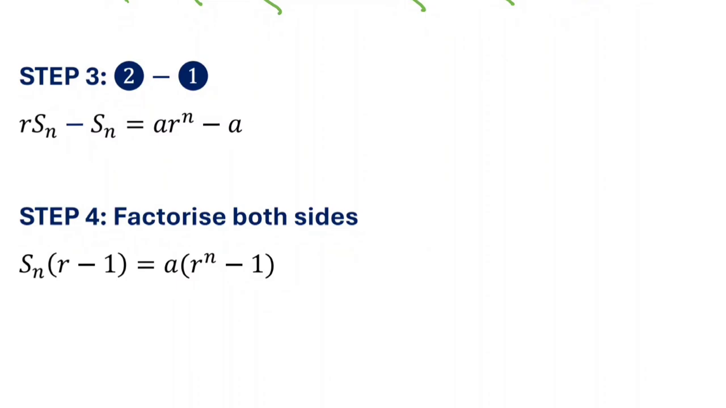Step 4 would be to factorize both sides. On the left-hand side, we have Sn that is common in both terms, so we're going to pull that out as a common factor, and what we're left with in the bracket is R minus 1. On the right-hand side, A is common in both terms. So we pull out A as a common factor, and we're left with R to the power n minus 1.